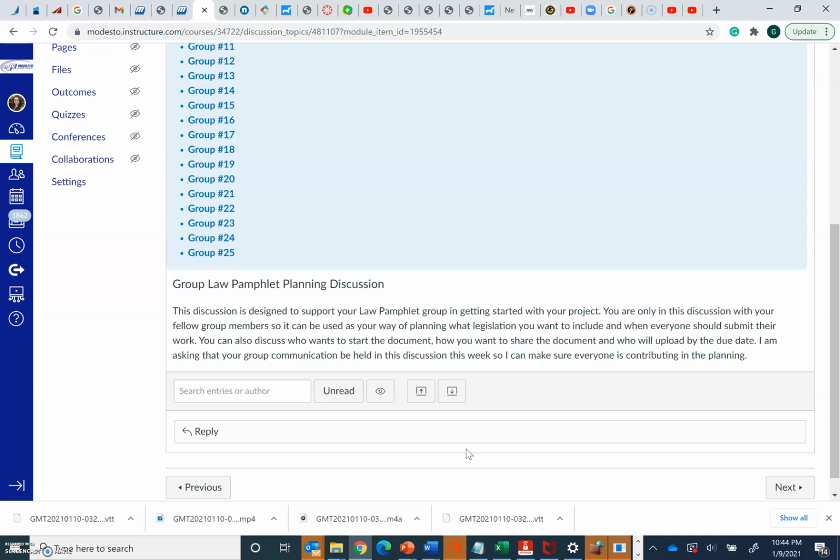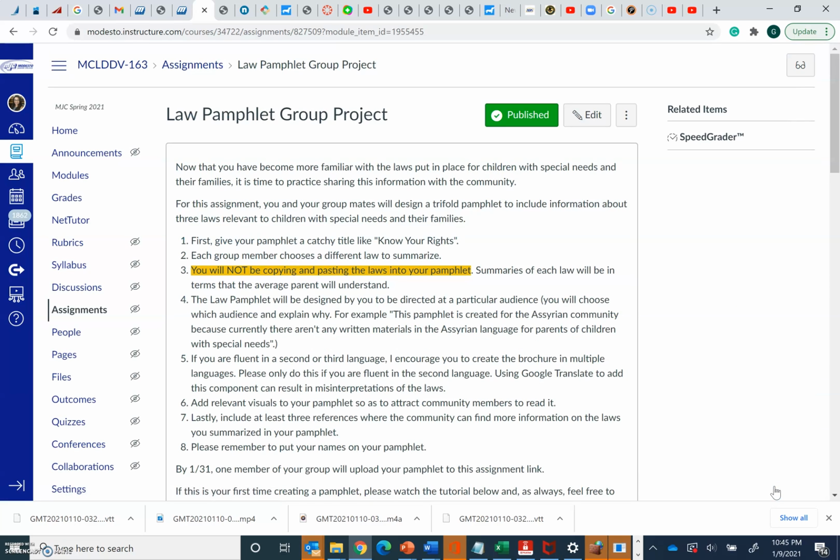So you're going to reply to the initial prompt by Friday at 11:59, and then make sure you get your responses into your peers by Sunday at 11:59. Okay. Now, want to make sure you know what you're talking about. So here is the description for what you are supposed to do with this law pamphlet group project.